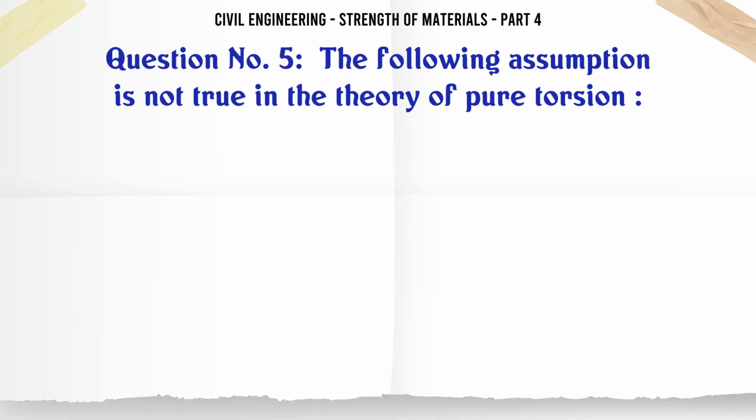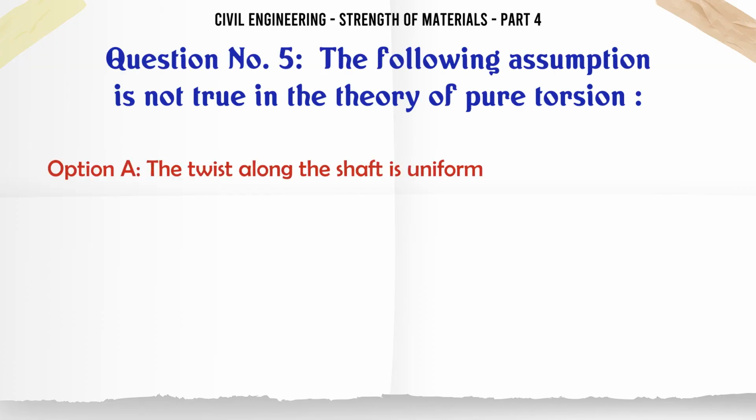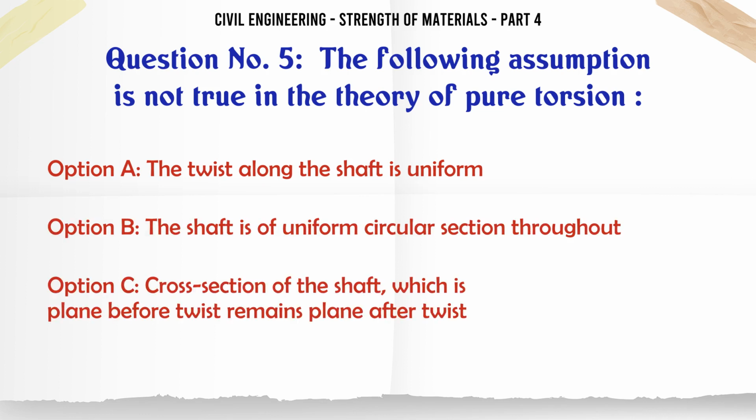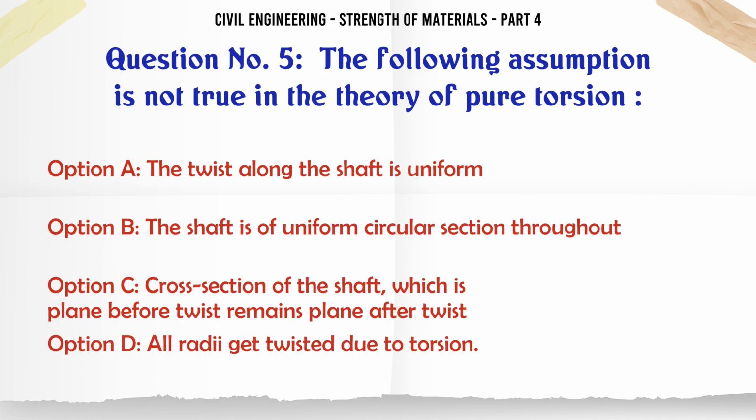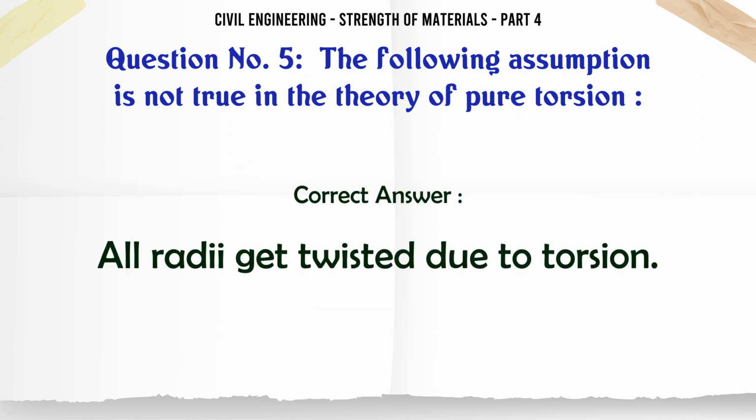The following assumption is not true in the theory of pure torsion. A. The twist along the shaft is uniform. B. The shaft is of uniform circular section throughout. C. Cross-section of the shaft which is plane before twist remains plane after twist. D. Already get twisted due to torsion. The correct answer is already get twisted due to torsion.